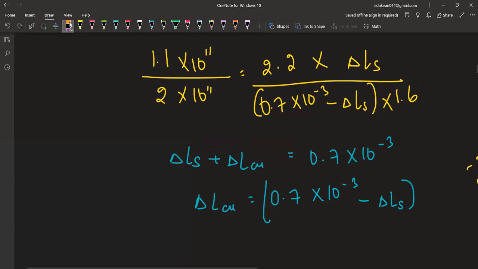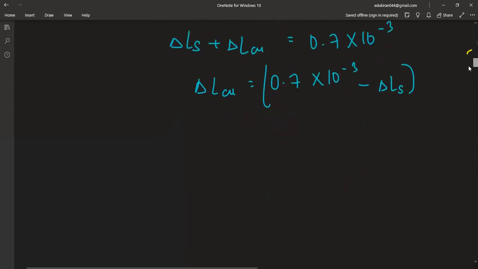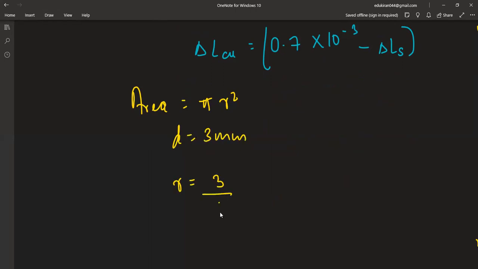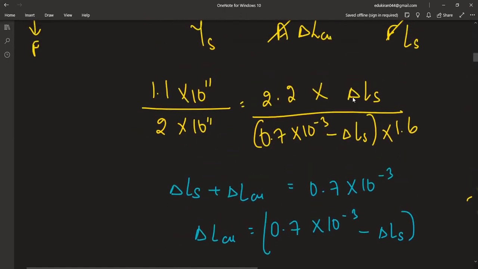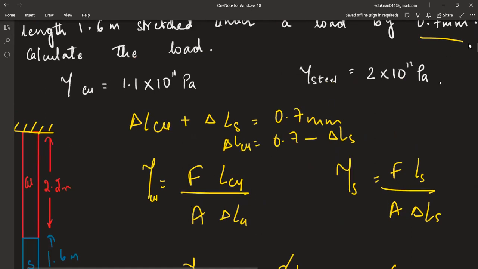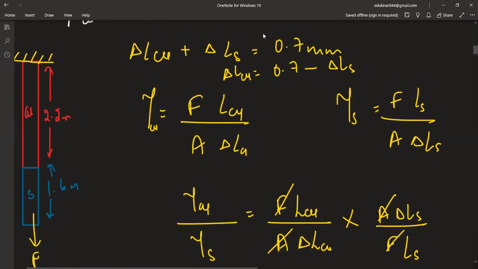Now for the area, what you have to do? For the area, this is pi r square. Diameter is 3 millimeters, so radius will be 3 by 2 millimeters, which is 1.5 millimeters. All right? So radius is 1.5 into 10 to the power minus 3 meters. Now, you just have to substitute this value. If you have the value of delta LS, you will get the value of force also. Write it down first. Let me know what your calculations are.